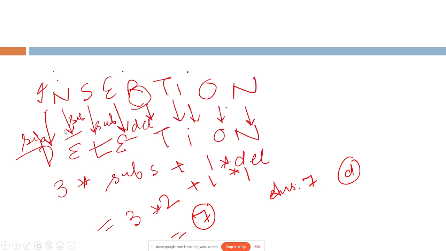So how many operations you perform? Three substitutions and one deletion. So that is what I have written over here: 3 into substitution plus 1 into deletion.